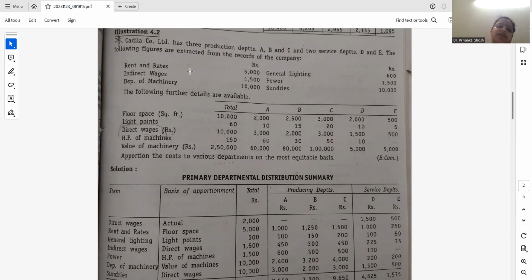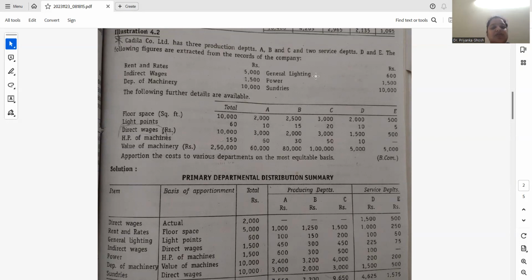So what are those parameters? Rent and rates we always distribute based on floor space or square feet. You can see they have given the details for each and every department. Indirect wages we always distribute based on the direct wages. Here, for A, B, C, D, E, they have given you the ratio, the details of the direct wages. Depreciation of machinery we distribute on the value of the machinery or the asset value. Whichever information is available, based on that only we need to distribute.